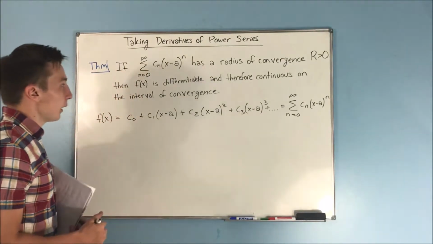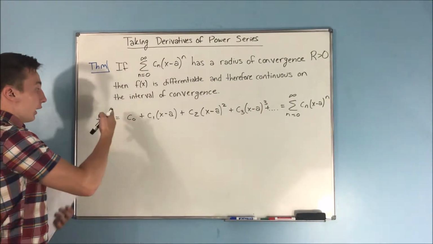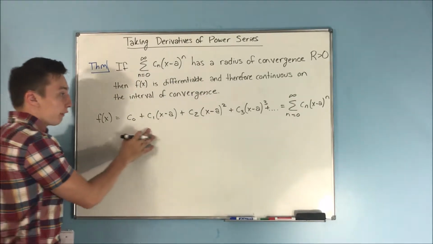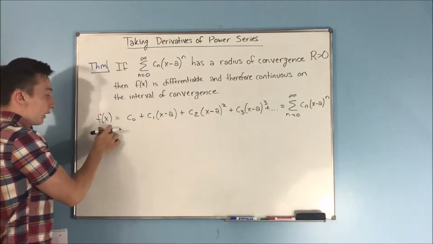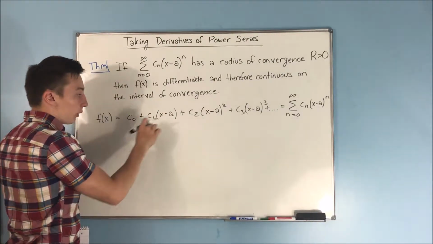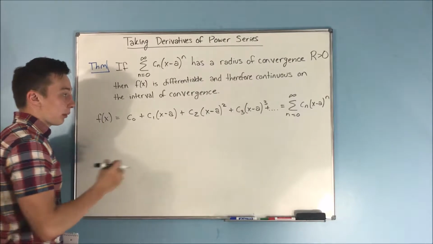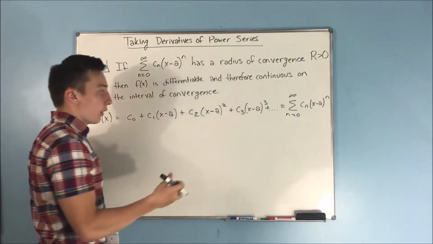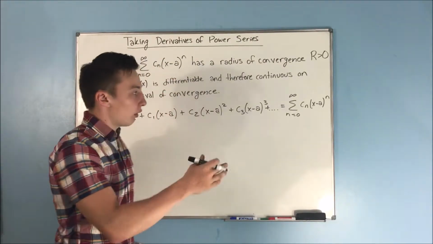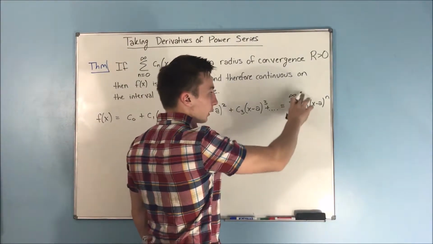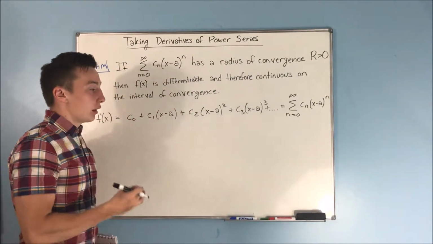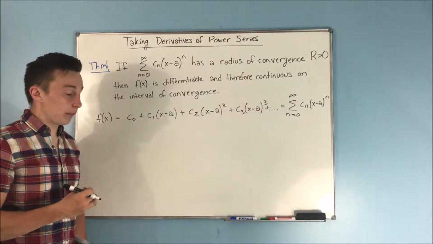So here is an example of differentiating f of x. If we try to take a derivative of this power series, we have f of x equal to c sub 0 plus c sub 1 times x minus a plus c2 times x minus a squared plus c3 times x minus a quantity cubed, and that all is going to be the sum from n equals 0 to infinity of c sub n times x minus a to the nth power.